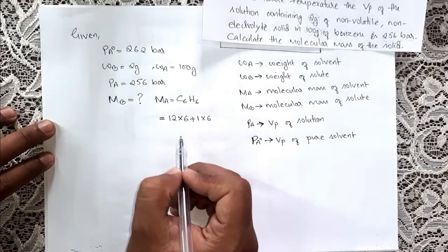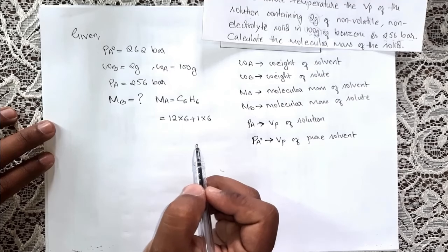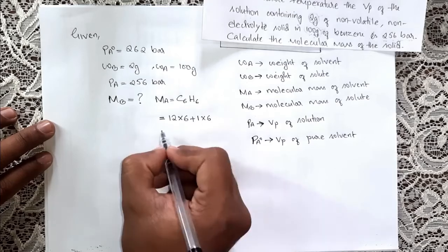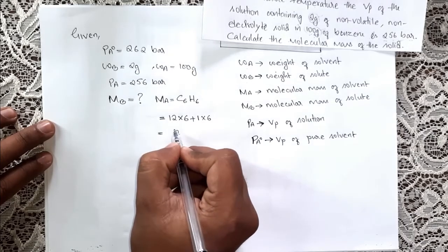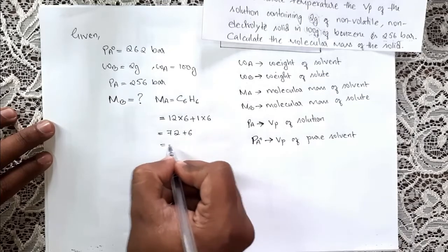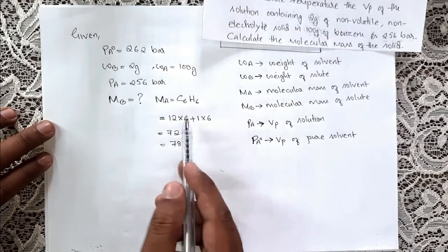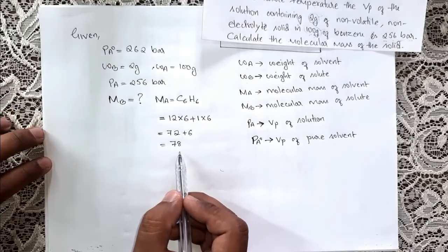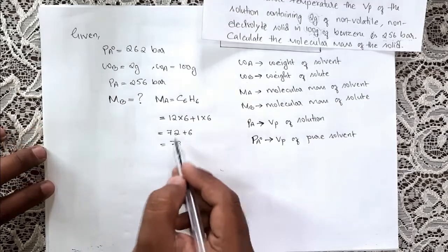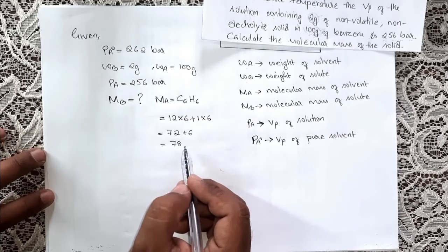So you need the atomic mass, not the atomic number. And always remember, for some elements, if you multiply the atomic number with 2, you can get the atomic mass. So the molecular mass of benzene is 78. So this way you can calculate MA. Since it is not given in the question, you can calculate this way.